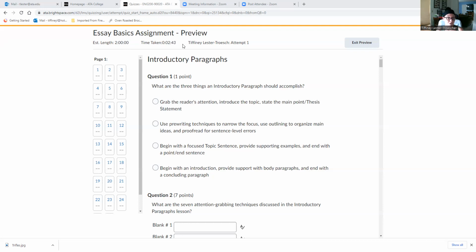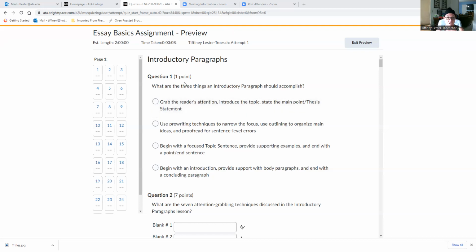There's 26 questions, but depending on how quickly you get through it, it could take some time, so you don't have to do it all at once. Just make sure that you are saving your progress and not hitting submit. And then you can come back to it. But we are looking at basic essay elements.